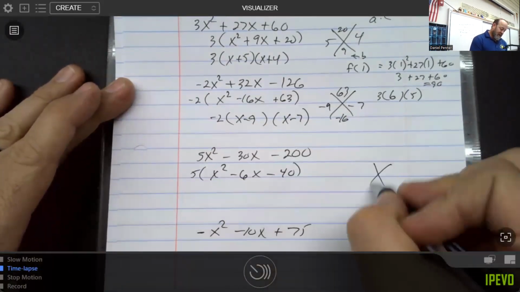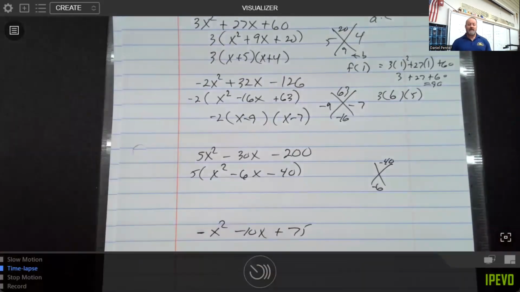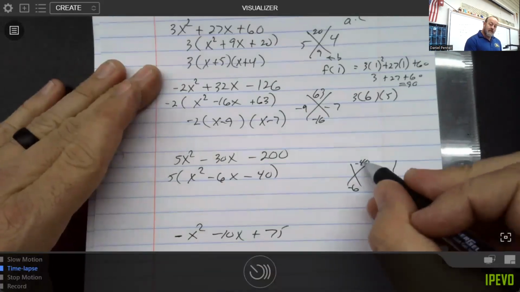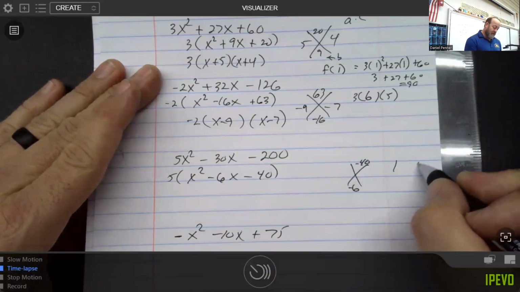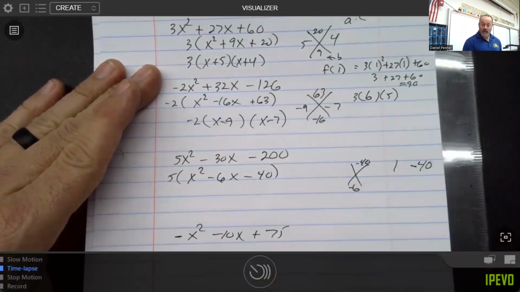So if we divided everybody by 5, we're here. Now, again, when I look at 40, I think of the numbers like 2 times 20 or 8 times 5, but I don't see how the 6 is going to come into play. But I do know that since their product is negative and their sum is also negative, I have 2 numbers to multiply, but the larger of the 2 has to be negative.